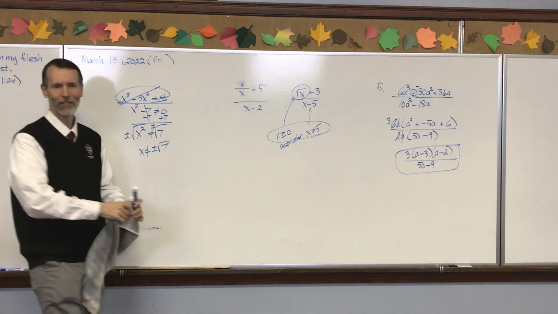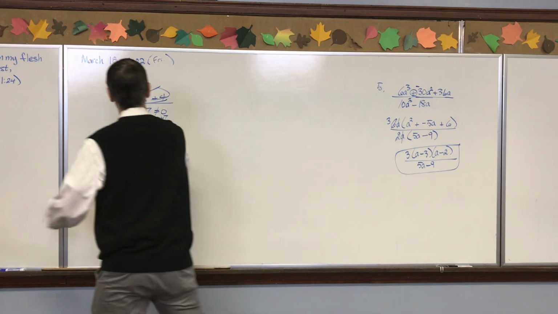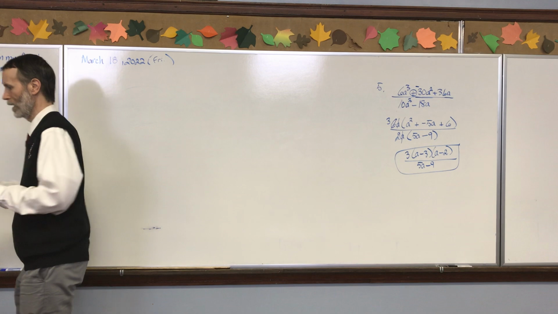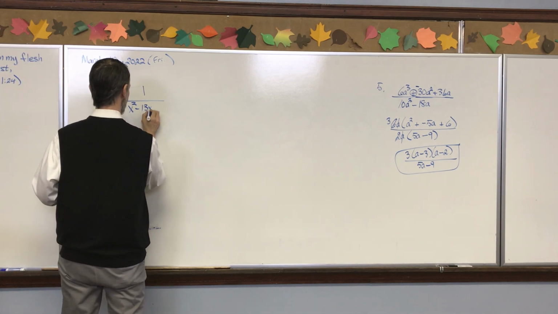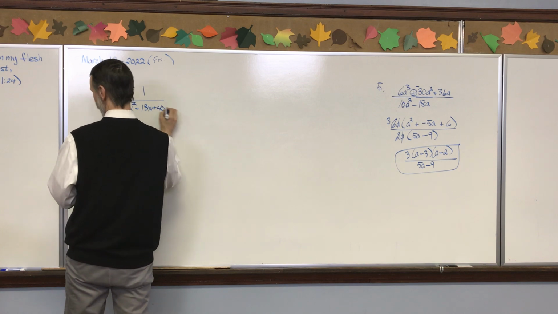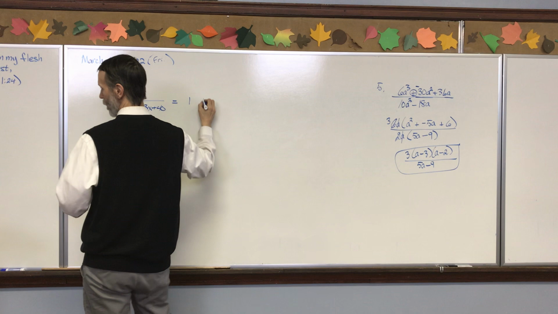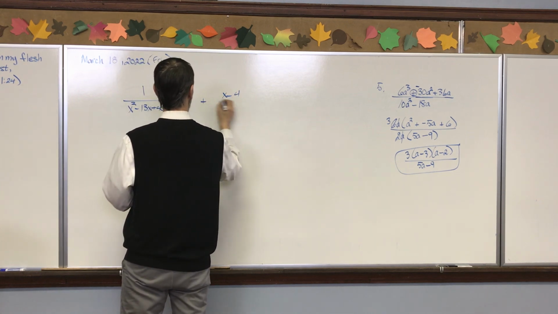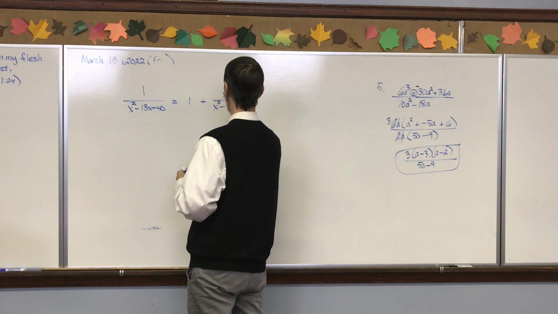Tell you what, Brendan, do you have your test in front of you? Can you read it off? In fact, I have Jack's test. Go for it. 1 over x squared minus 13x plus 40 equals 1 plus x minus 4 over x squared minus 13x plus 40.